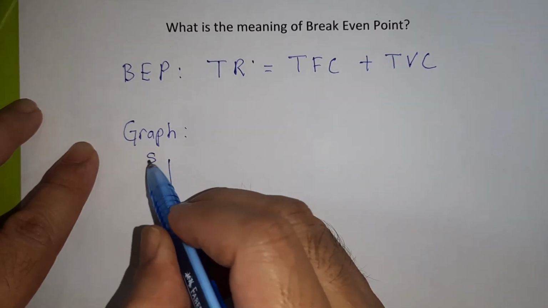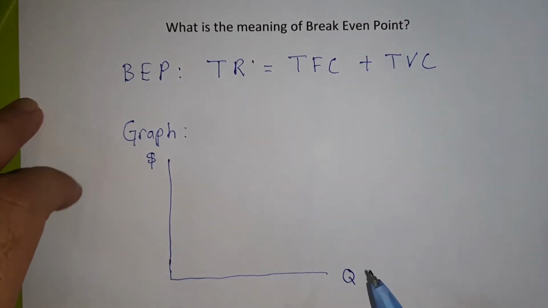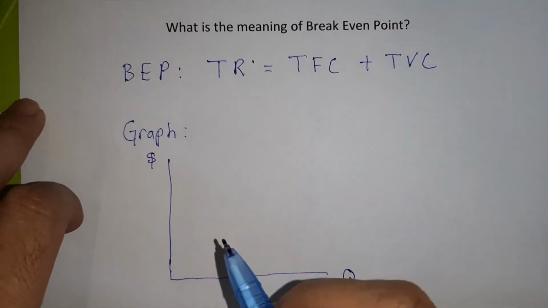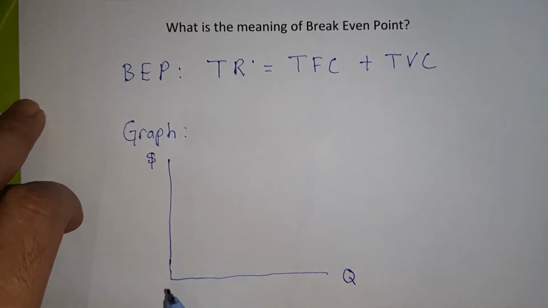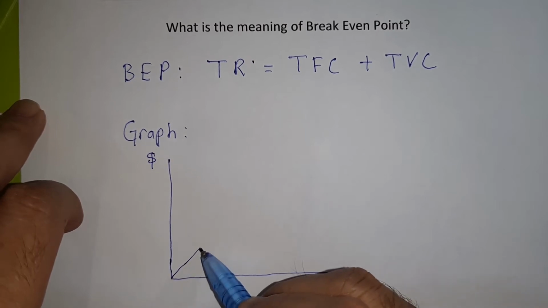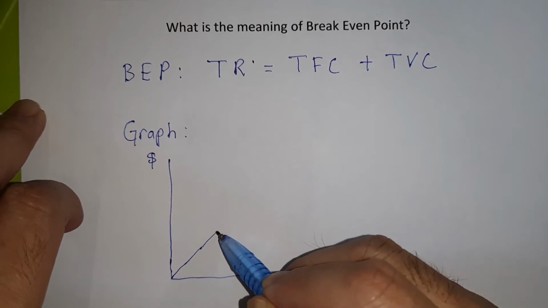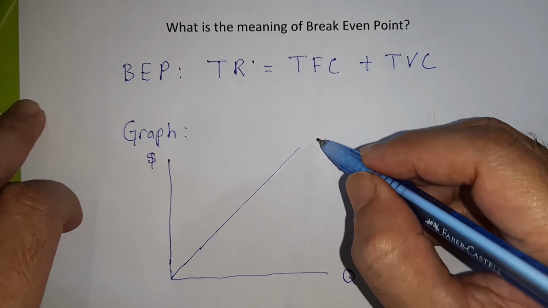Okay, this is dollar, this is quantity. If you plot the total revenue line for Rose's business, then you will get a line like this. For 1 unit of cupcake, the revenue is $4.50. For 2 units of cupcake, the revenue is $9. For 3 units of cupcakes, it is $13.50. So you will get a total revenue graph, something like this.